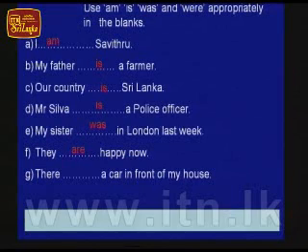We go on to the next one. There blank a car in front of my house. The missing word is? Yes, I would say that there is a car in front of my house.